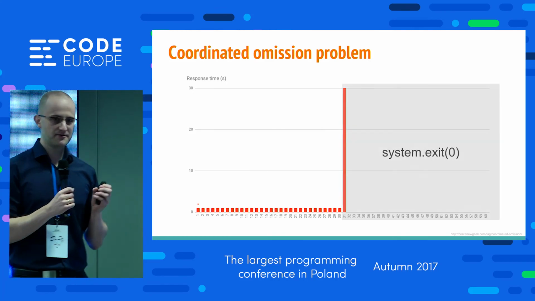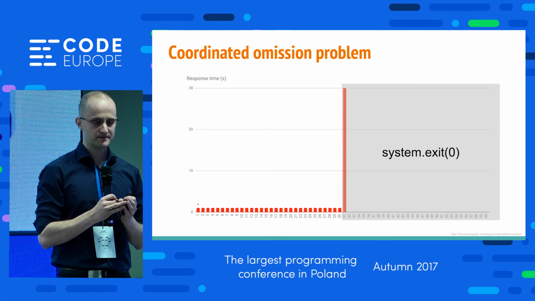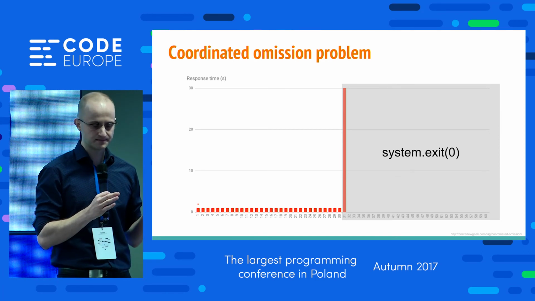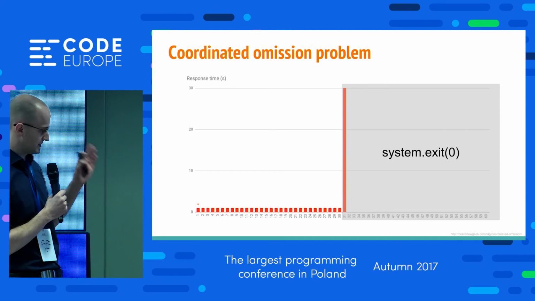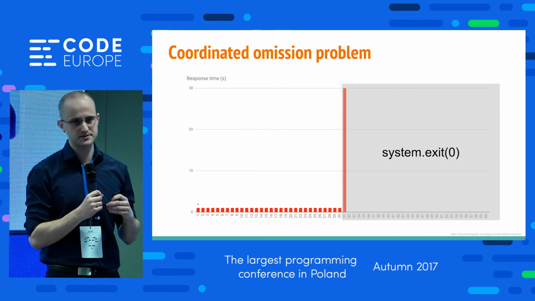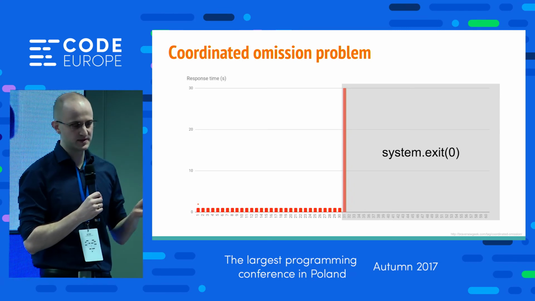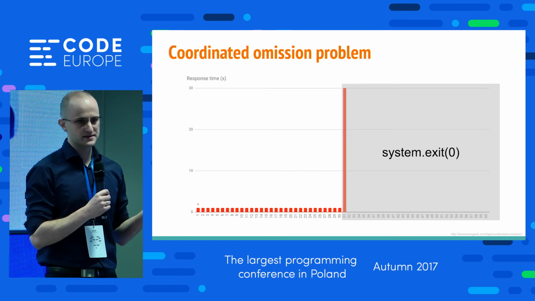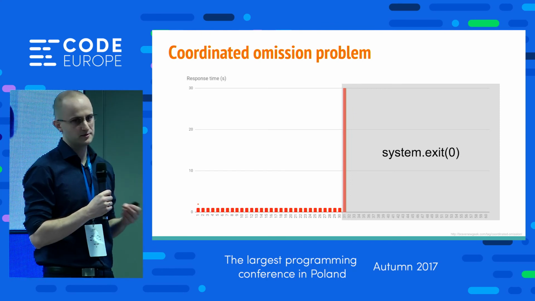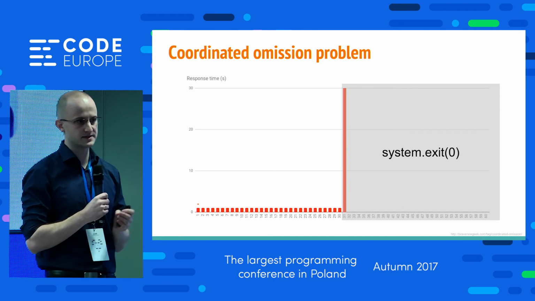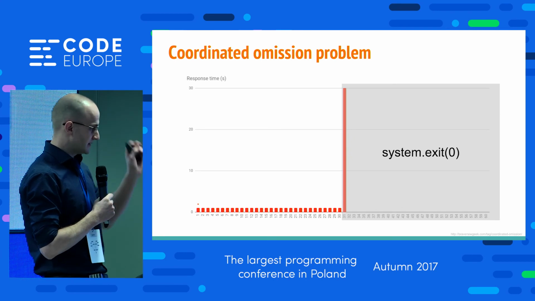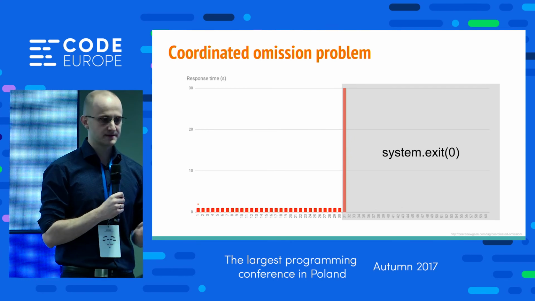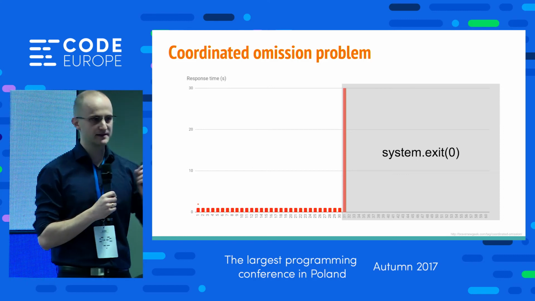Let's say we have a test scenario of 60 seconds, and each second we start one request and wait for the response. And the responses are pretty fast, so after 1 second we will get our response, or 1 millisecond, it doesn't matter, it's just a matter of scale. But after the 31st request, we will brutally kill the application.